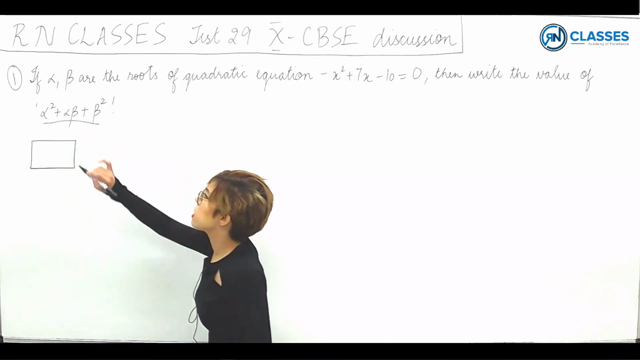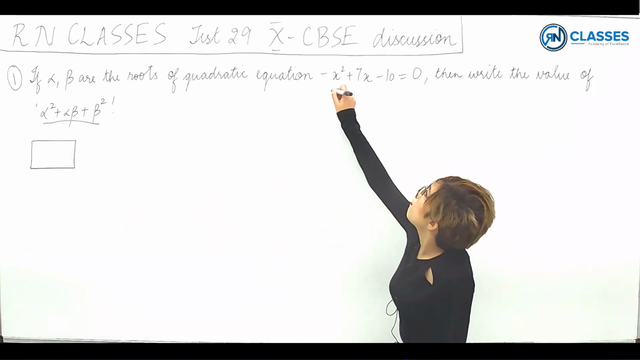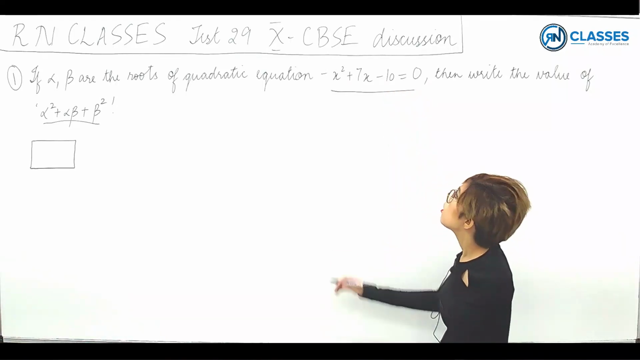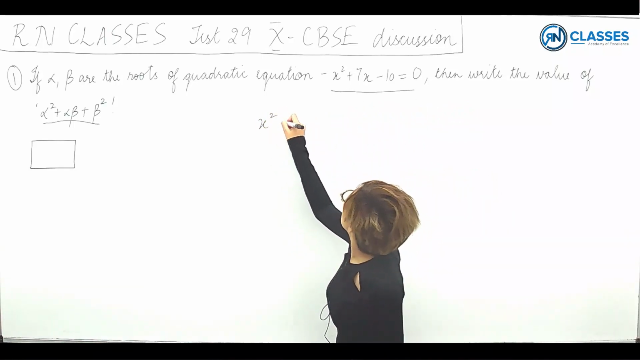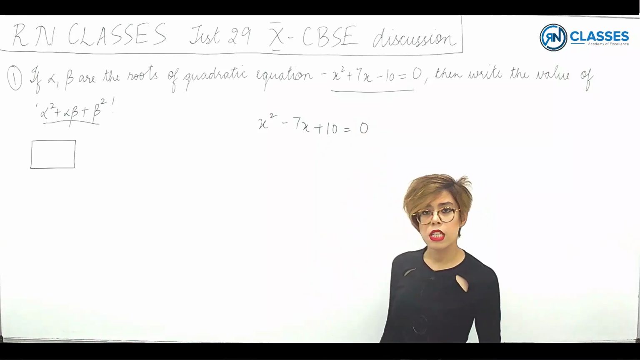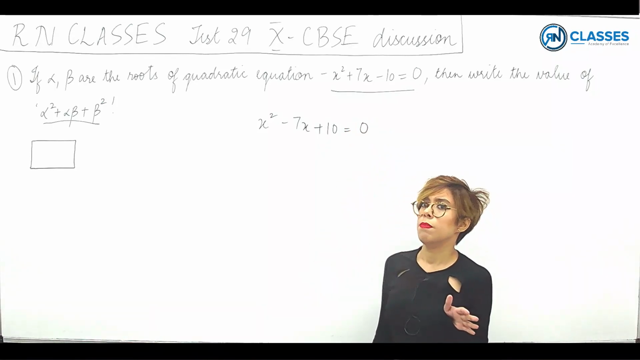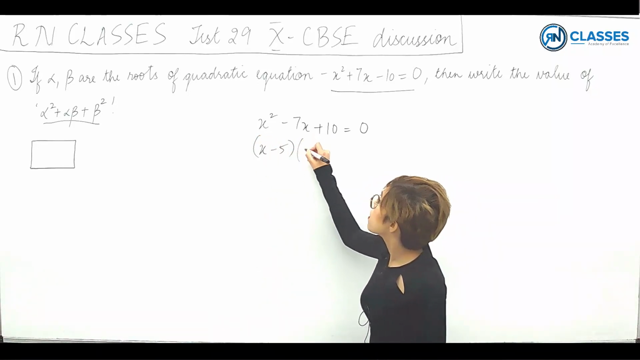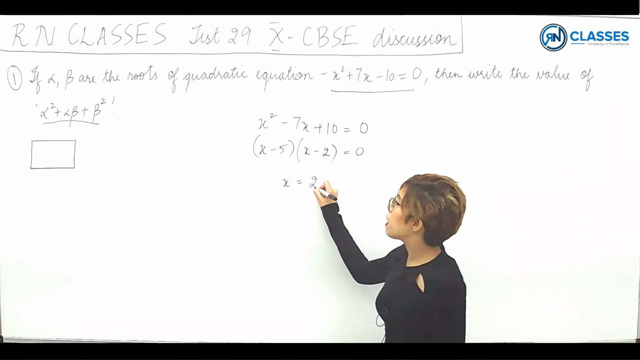Now whenever we get such kind of questions, where alpha, beta are involved, let's just check whether I can find the roots of the equation directly or not. So first of all, let's multiply by minus 1. So this is x square minus 7x plus 10 equal to 0. Now, if you look carefully, I can easily factorize it. I can see the factors x minus 5 into x minus 2. That means the roots are 2 and 5.